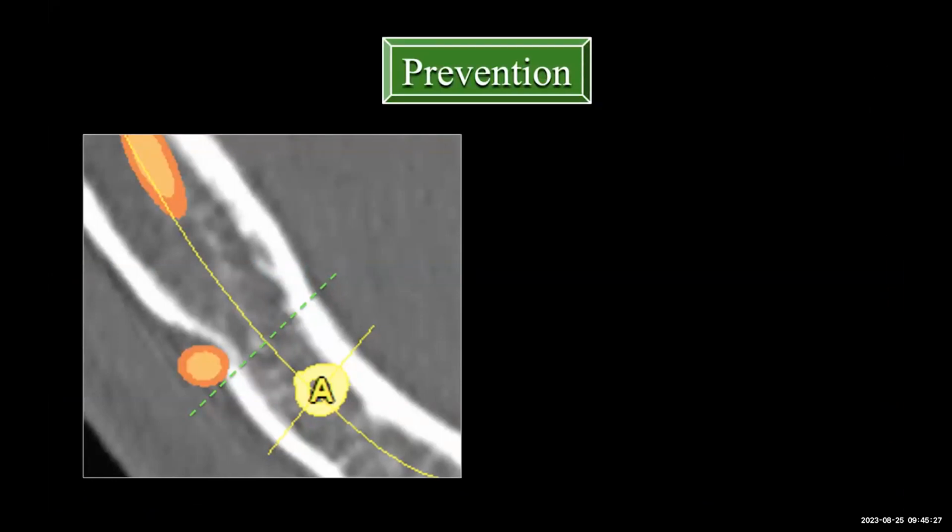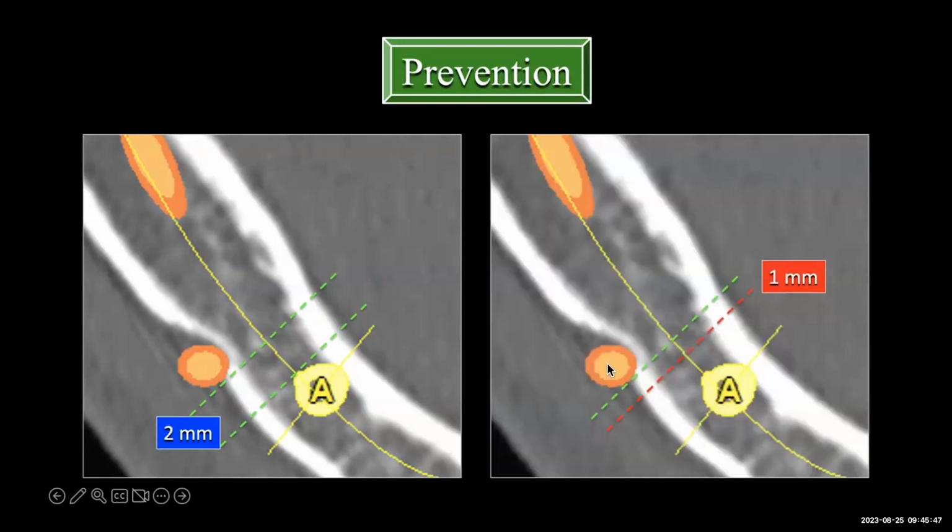So how do we prevent it? When we plan out the case, this is an axial scan. This is the anterior part of the mental foramen. We make our mark. Then we know we want to be 2 millimeters, so the distal part of the implant needs to be 2 millimeters or greater anterior to it. However, if we have an anterior loop, say up to here, say we have a 1 millimeter anterior loop, now we have this extra millimeter here.